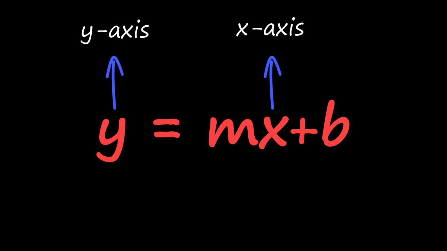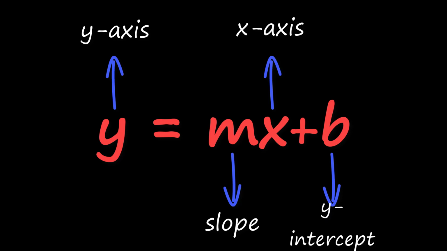The m in this equation stands for the slope of this function. If you don't know what the slope is, go ahead and check out my other video on finding the slope of a function. Finally, the b stands for the y-intercept. What is the y-intercept? Well, the y-intercept is the y-coordinate in which the line passes straight through the y-axis.